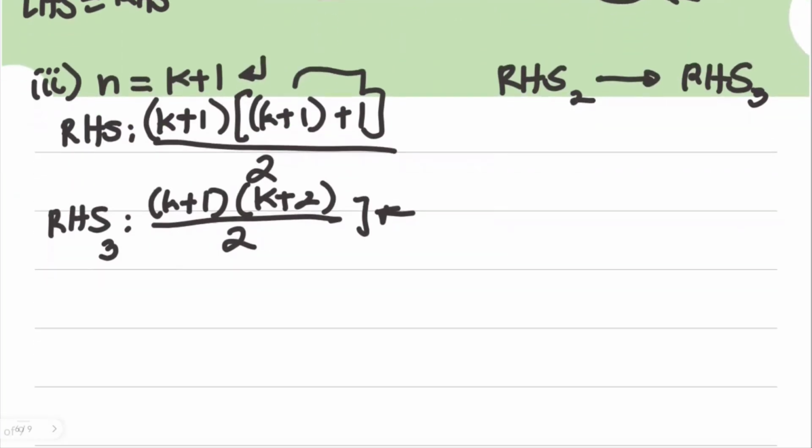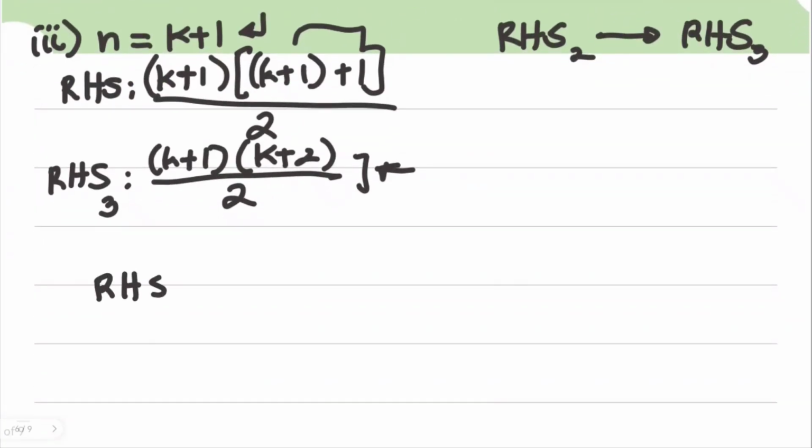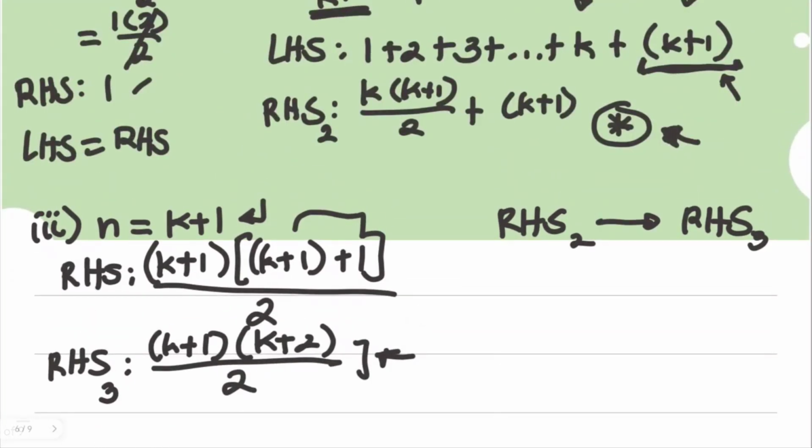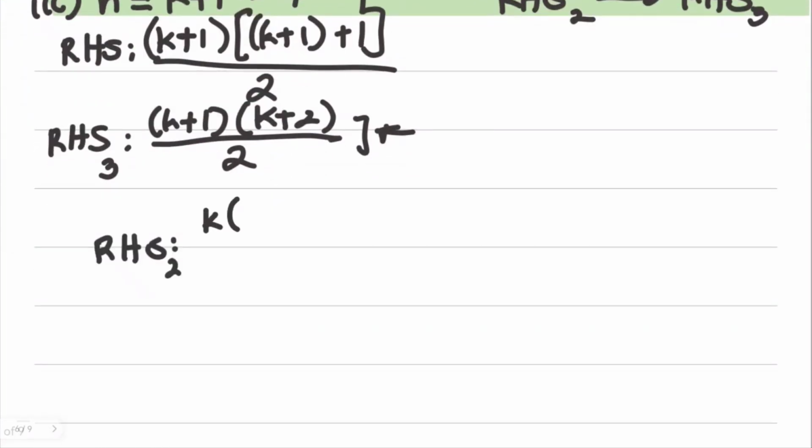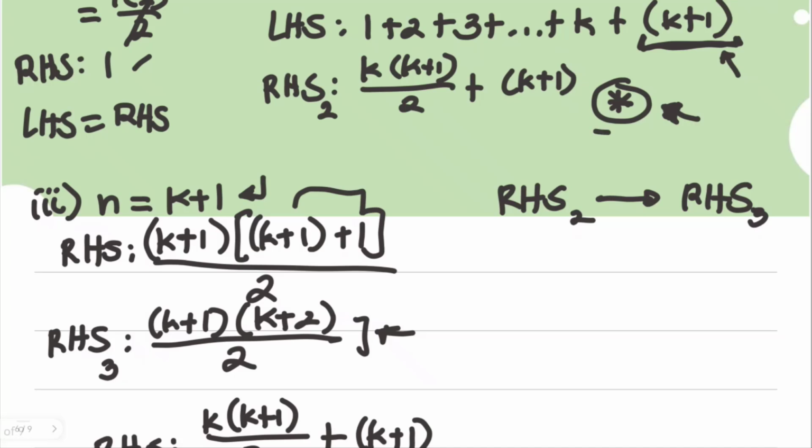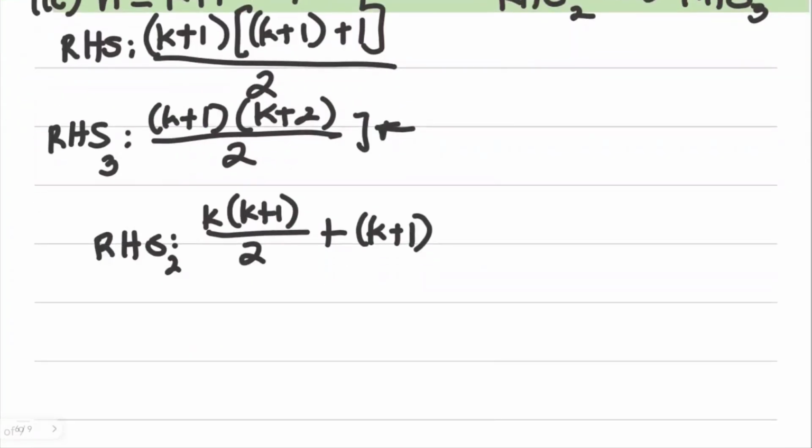So, without further ado, let's try to come up with the simplified form of the second expression of our right-hand side. In our step 2, you will have k times the quantity k plus 1 all over 2, plus you have here k plus 1. Take note of that. This was the asterisk earlier. And we will be manipulating this to return to this expression. And if we can, then we have proven the identity using mathematical induction. If we cannot, then the given identity is not an identity.